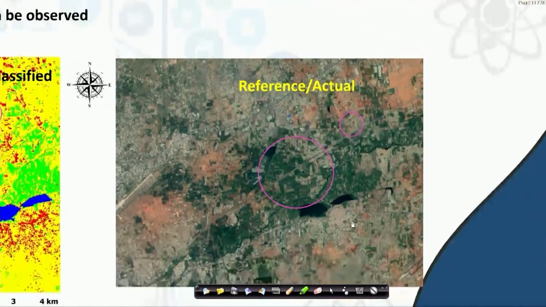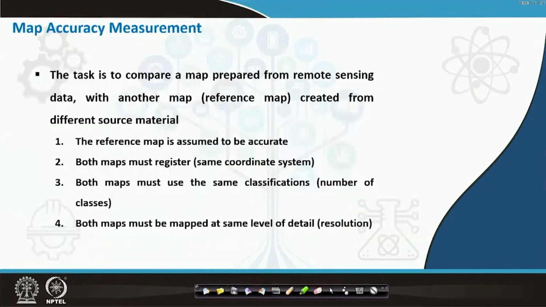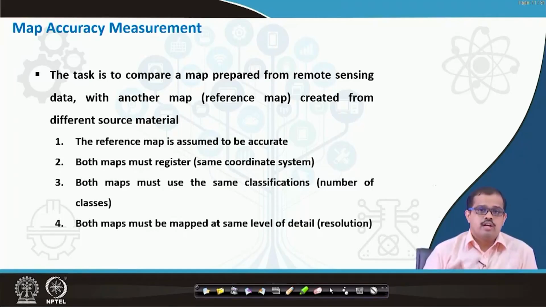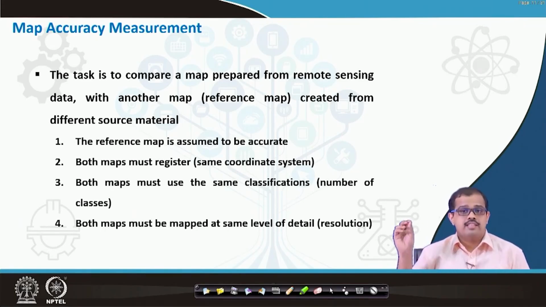So when you look at such issues, these are the issues which may cause certain accuracy assessment measures to be put in place. So there is something called map accuracy measurements. This is the task to compare a map that is prepared from remote sensing data and another map which is created from a different source material, basically used as a reference map, where it is accurately mapped onto the ground or onto the real world scenario.